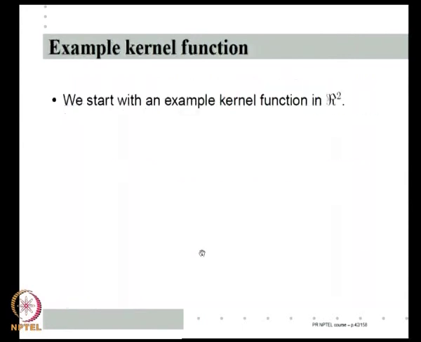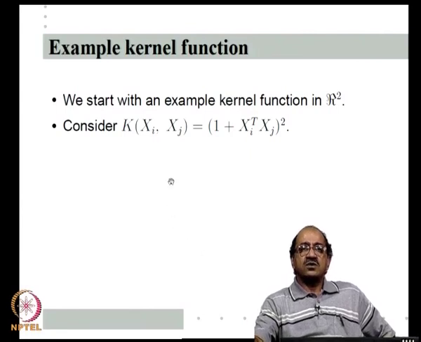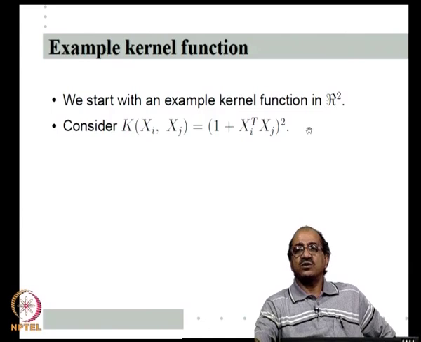So, now let us ask, where do kernel functions come from? Let us start with a simple example in 2-dimensional feature vectors. Let us say we are working in R2. So, take a kernel function k xi xj is 1 plus xi transpose xj whole square.